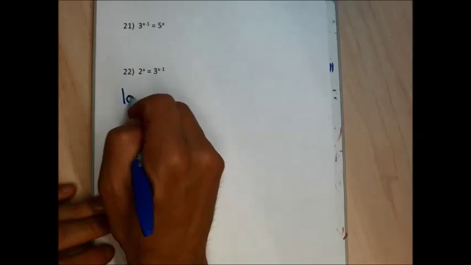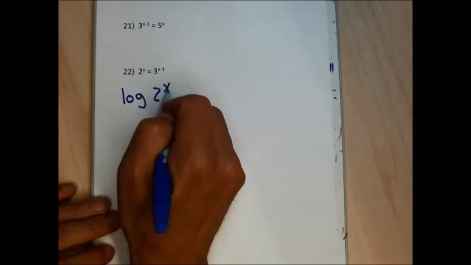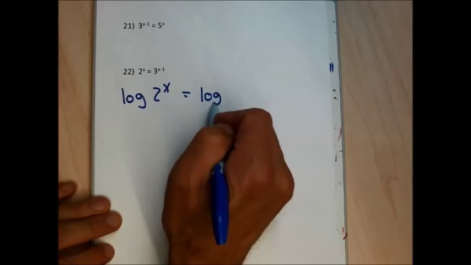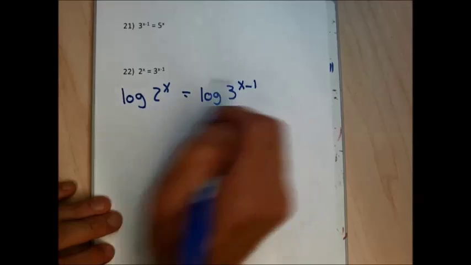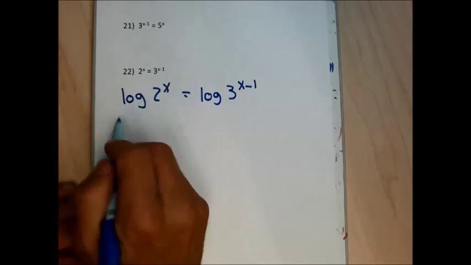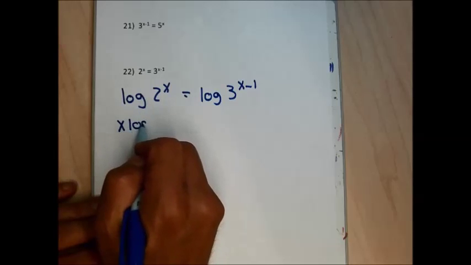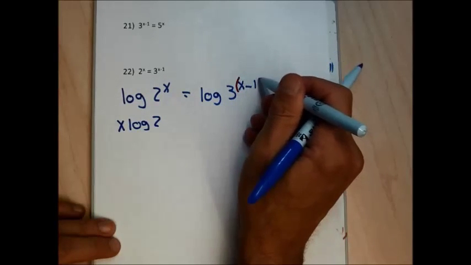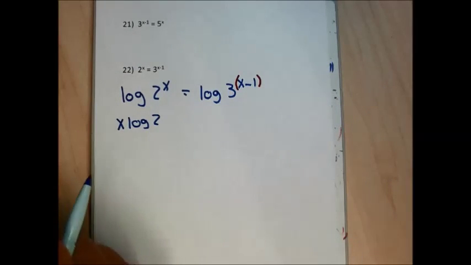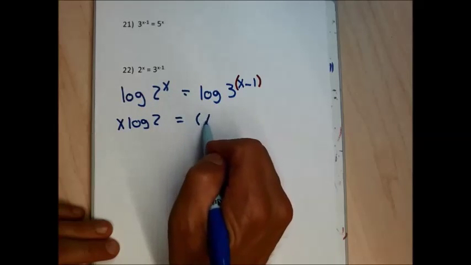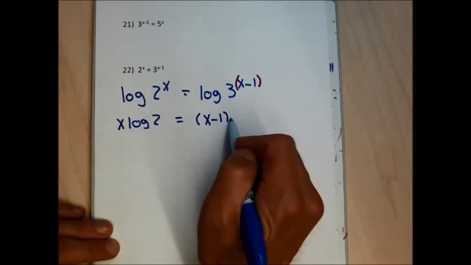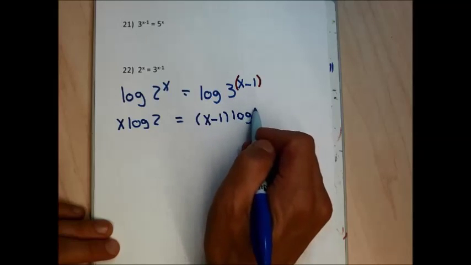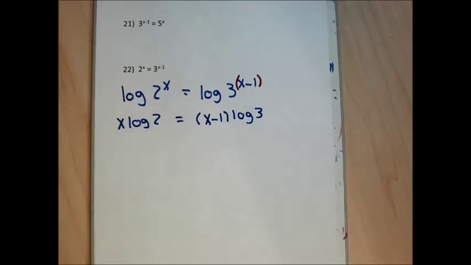I'm going to start off by taking the logarithm of both sides. So I'm going to go the logarithm of 2 to the x equals the logarithm of 3 to the x minus 1. I'm going to make the exponent a coefficient, or put the exponent out in front of the logarithm. When an exponent has a subtraction or addition in it, it doesn't need a parentheses, but it certainly can have one. When you bring that exponent and shove it in front of the logarithm, it needs to be in a parentheses to get the right answer.